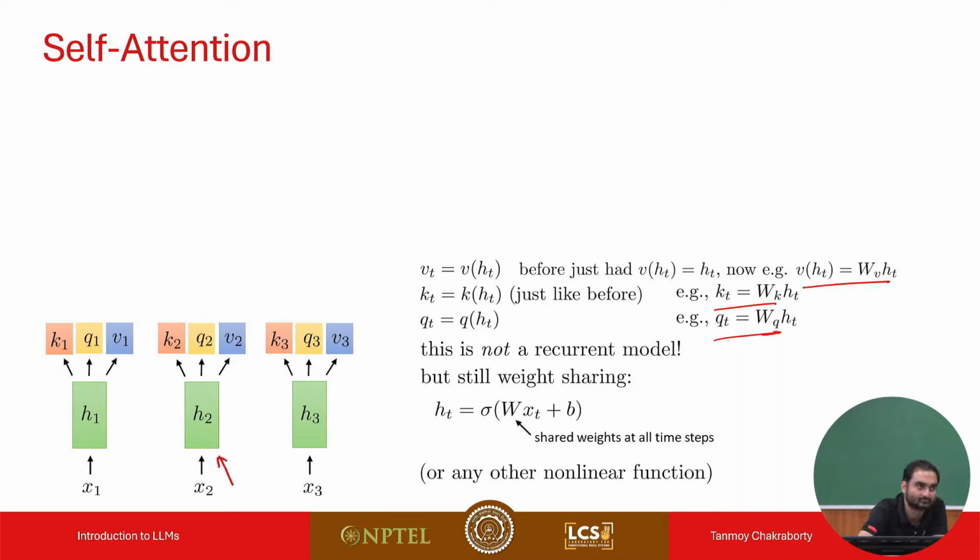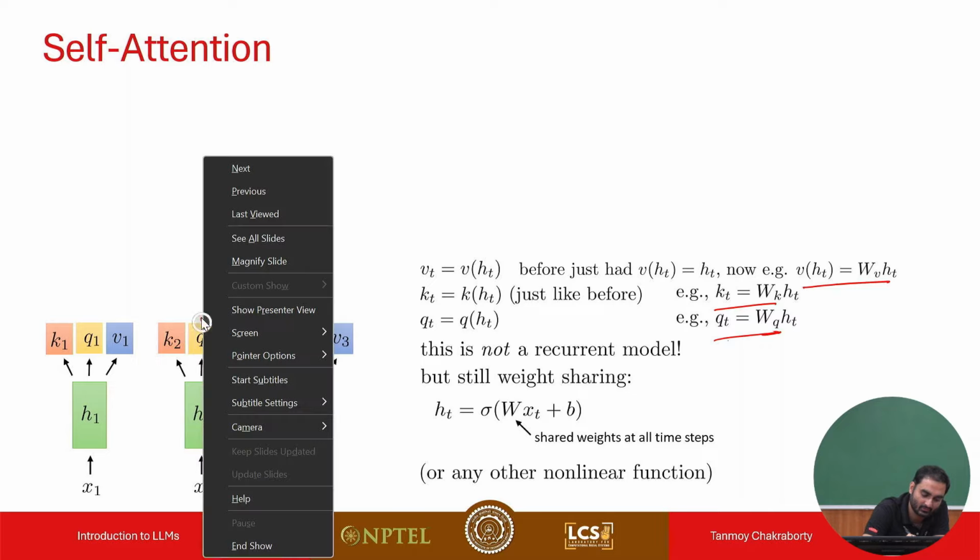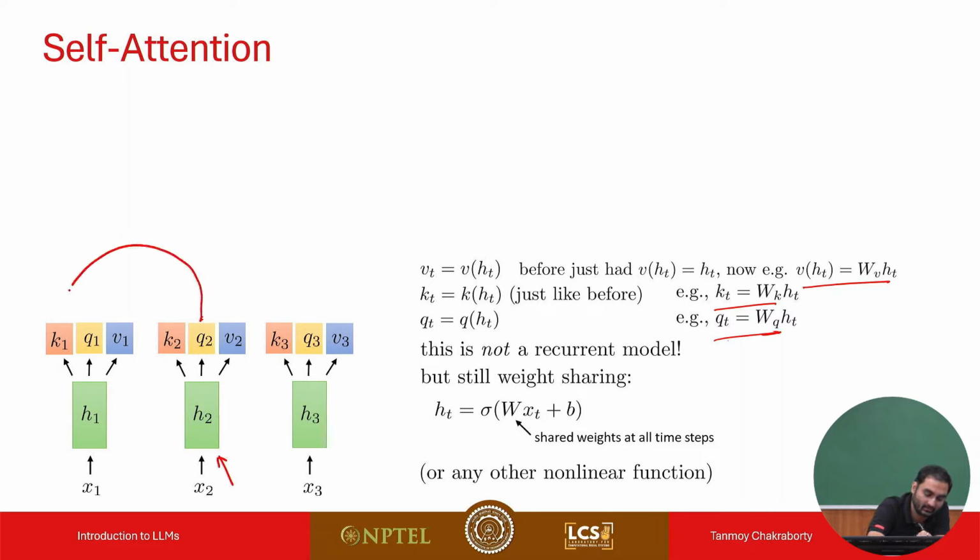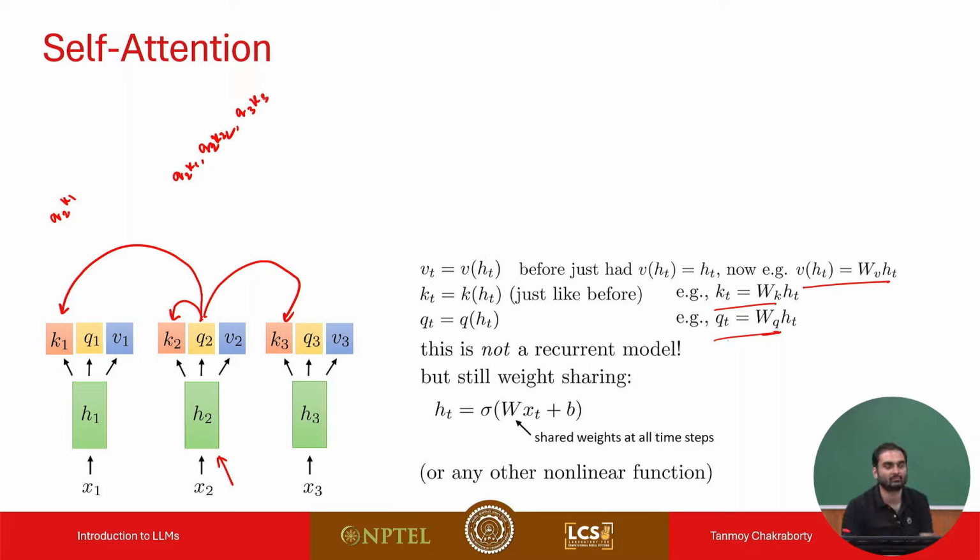Let's say you are focusing on this one. So this query and the key will be combined through dot product. So we will get Q2, K1. Then you do a dot product between Q2 and K2, and then Q2, K3. So every query is multiplied with all the keys. So at this position you have Q2, K1, Q2, K2, Q2, K3.